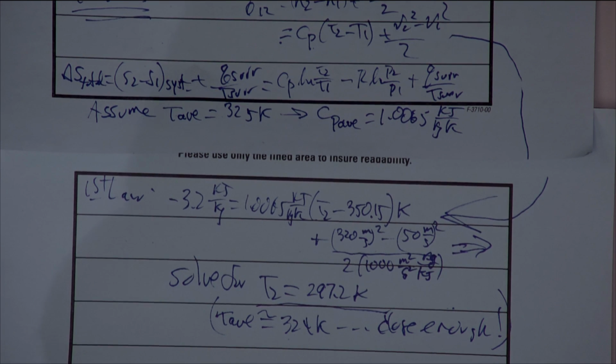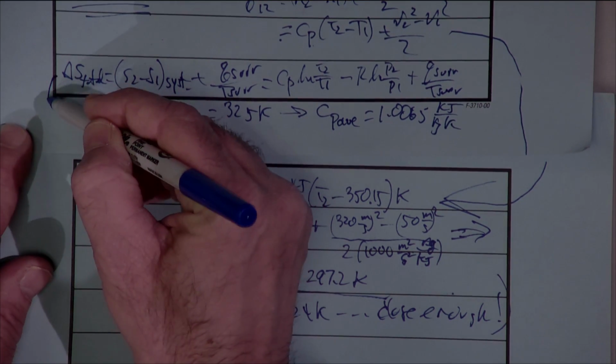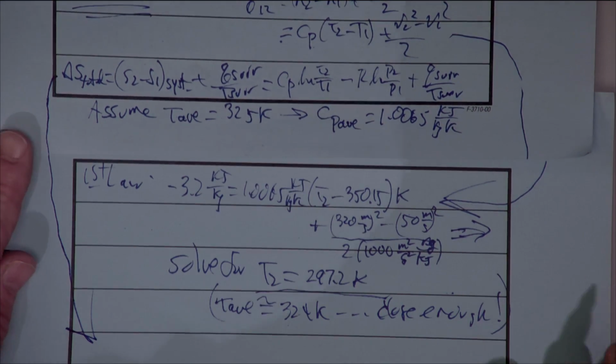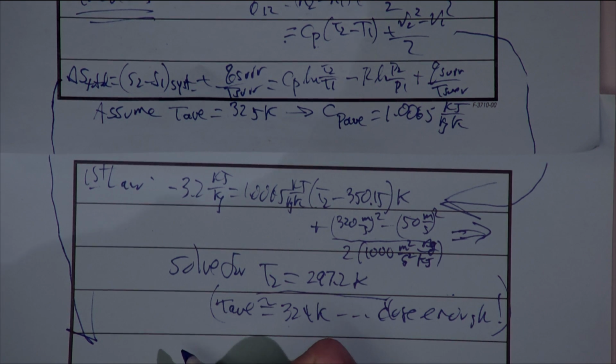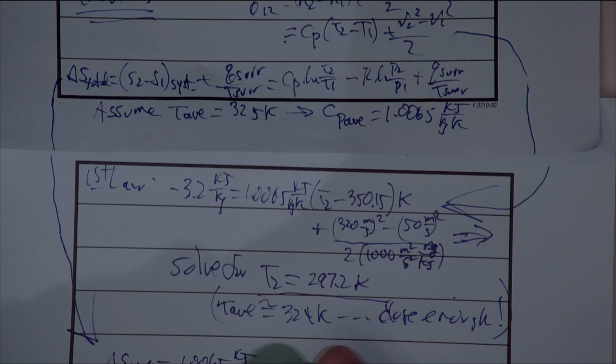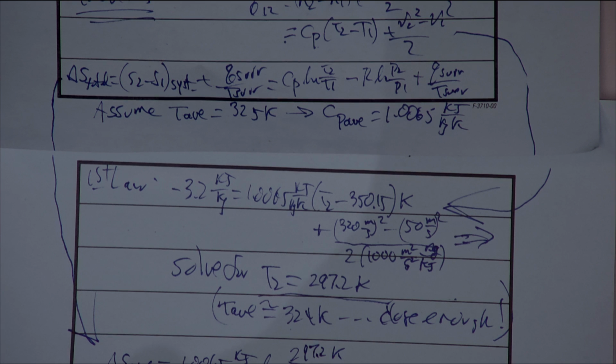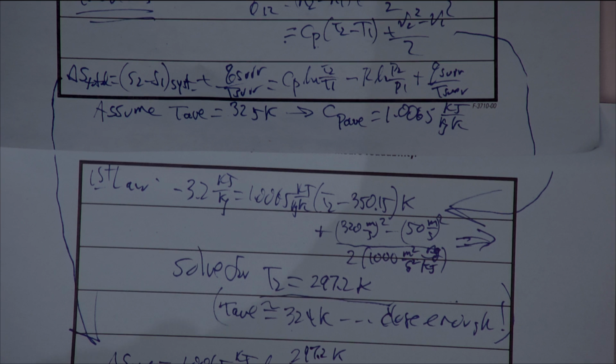I'm confident with that. And now let's find the entropy change. So back to the entropy change equation, and again I'm going to go with this equation over here. So delta S total equals, and let's just plug in all the numbers. We have the same Cp, 1.0065 kilojoules per kilogram per Kelvin, times the natural log of T2 over T1. So we definitely have to use Kelvin here. T2 is 297.2, and T1 is 77, which is 350.15 Kelvin.